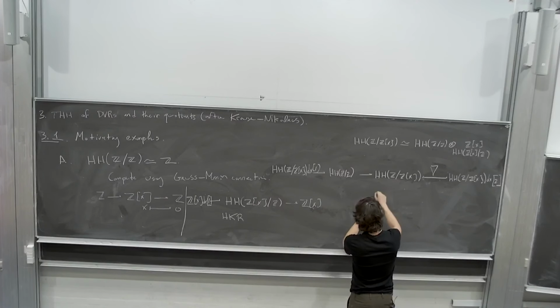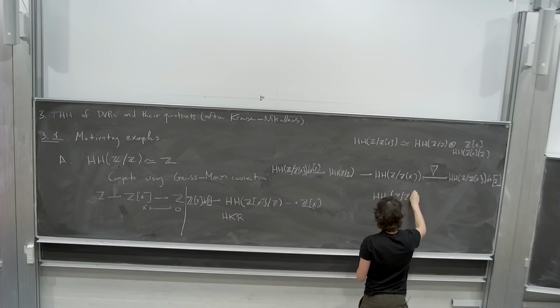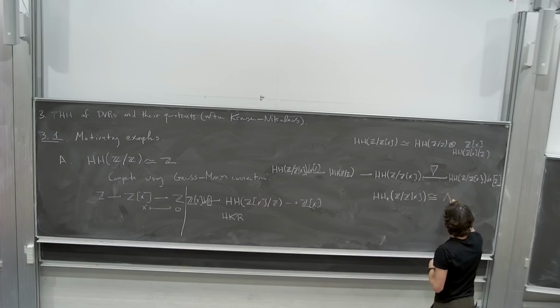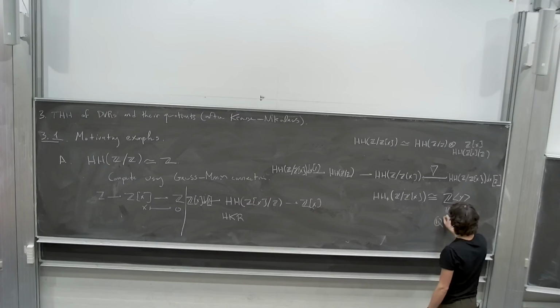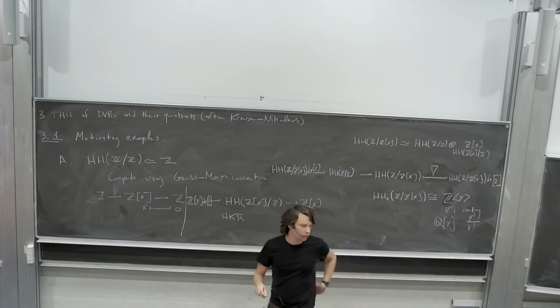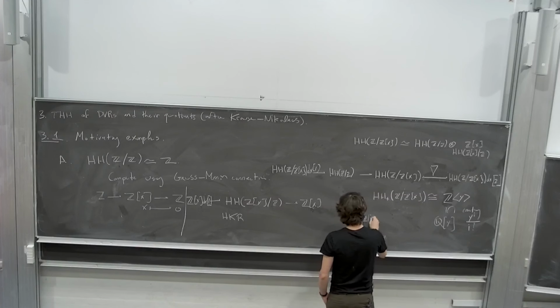So I claim that the Hochschild homology of Z over Z[X], as a ring, is isomorphic to a divided power algebra on an element y. This is the subalgebra of Q[y] containing all terms of the form y^i over i factorial. And how do you see this? Well, you see this by computing the cotangent complex. What is the cotangent complex of Z over Z[X]?